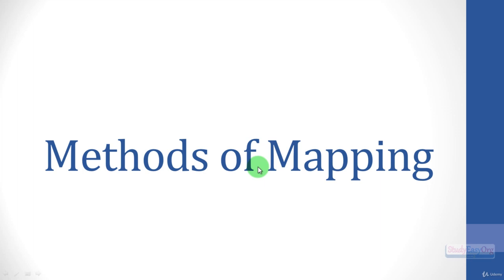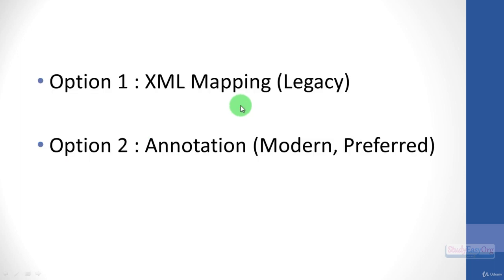Now friends, as we already know, there are two possible ways of mapping a class. The first option is XML mapping, which is also the legacy way, and the second way is annotation, which is the modern and preferred way.